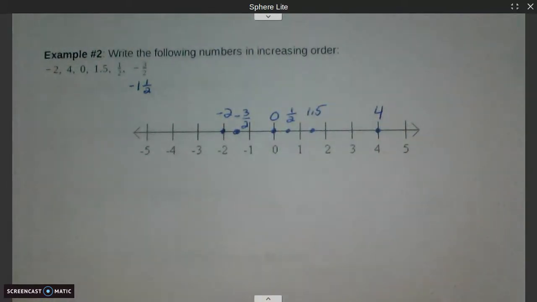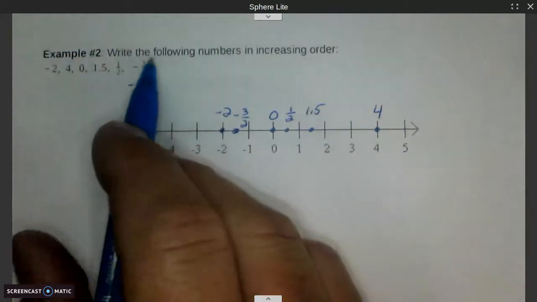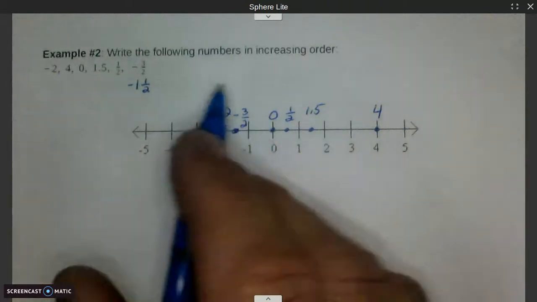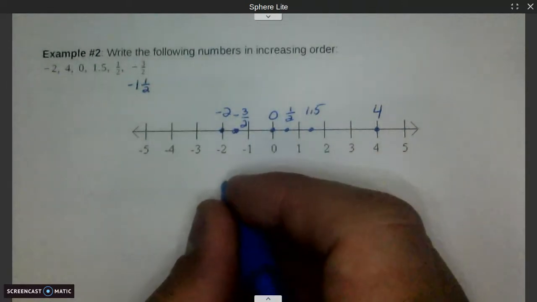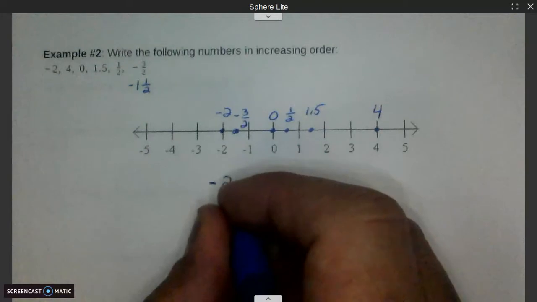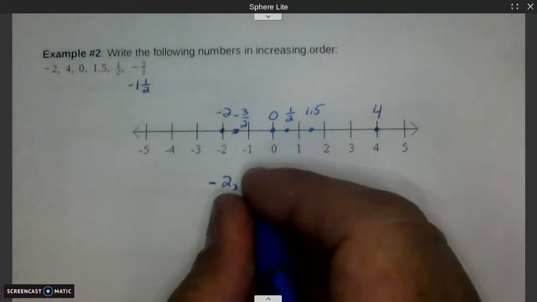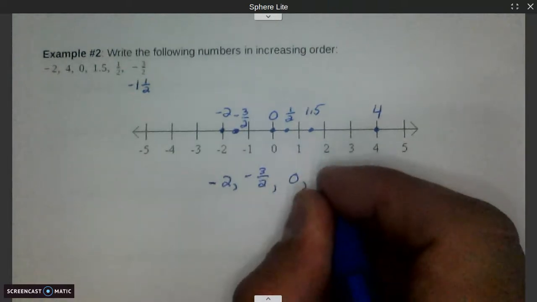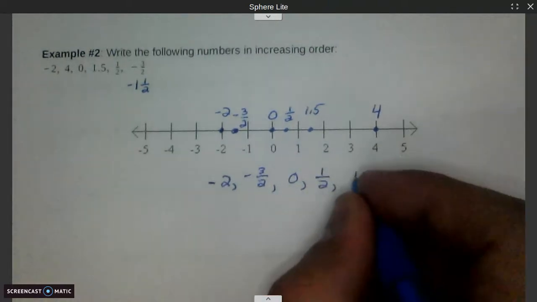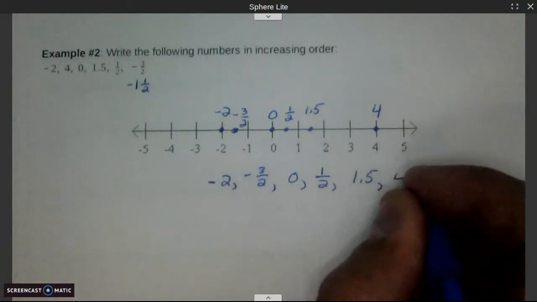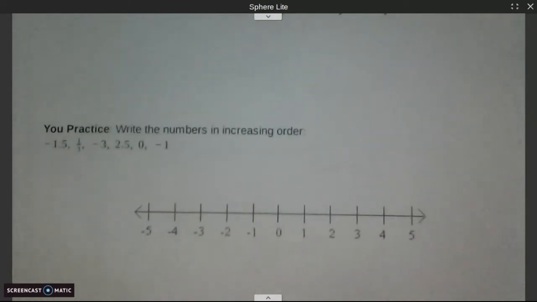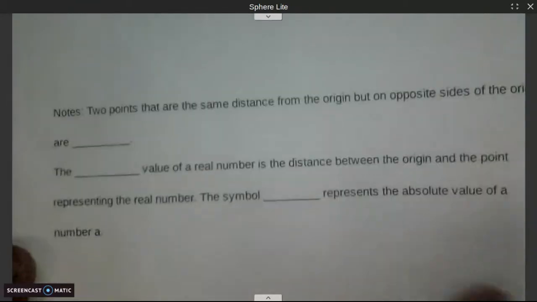So now that we can see it on a number line, it's pretty easy to say which number is the smallest and which number is the largest. We want to write it in increasing order, so from smallest to largest. So we're going to say negative 2, negative 3/2, 0, 1/2, 1.5, and 4. Awesome. Go ahead and try the practice, and we're going to continue on to the notes.